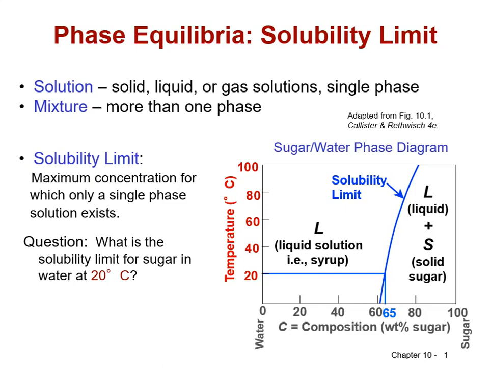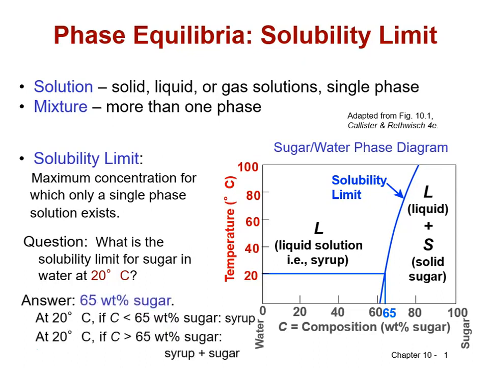If you go more, you're going to end up with two phases, a sugar-water liquid, and then an all-sugar solid in equilibrium with one another, dynamic equilibrium. So, and there's the answer in written words.